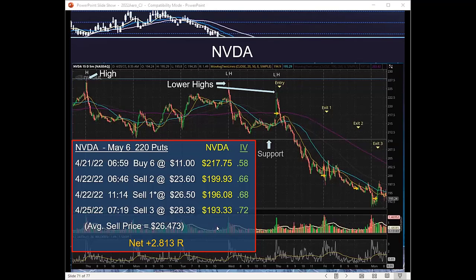And you can say I sold the last 3 on the following, I think it was Monday. Yeah, on the following Monday for $28. So after selling all 6 of those puts, the net return was a plus 2.8 R.